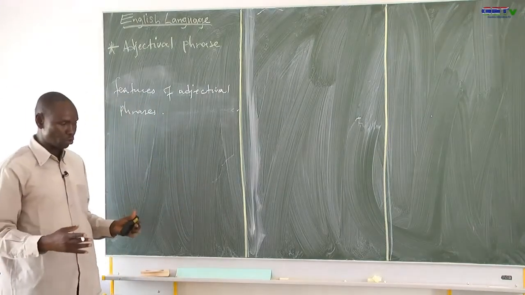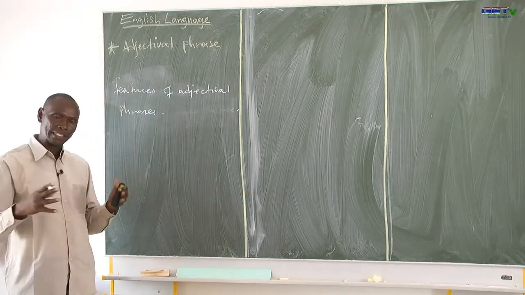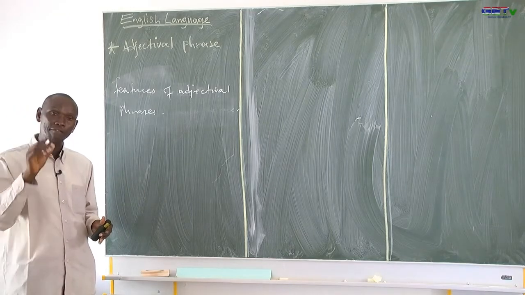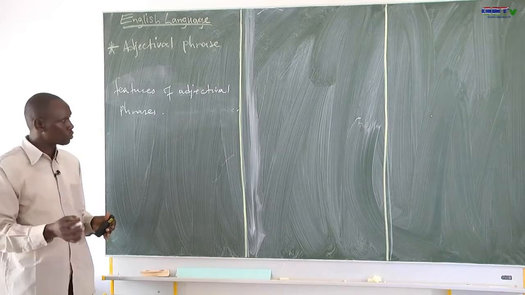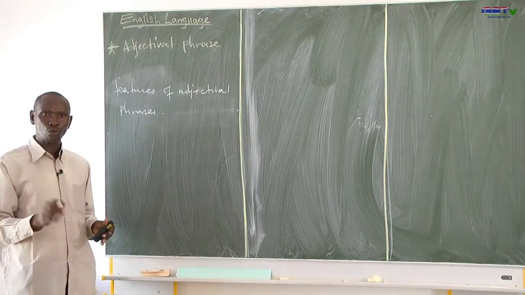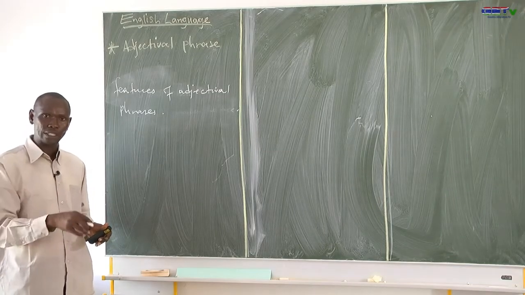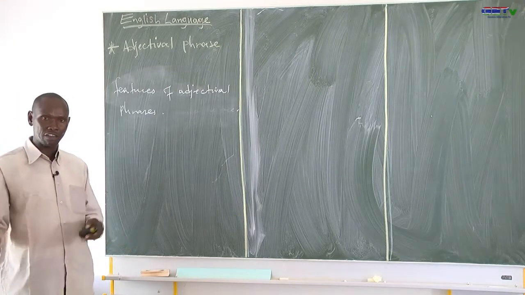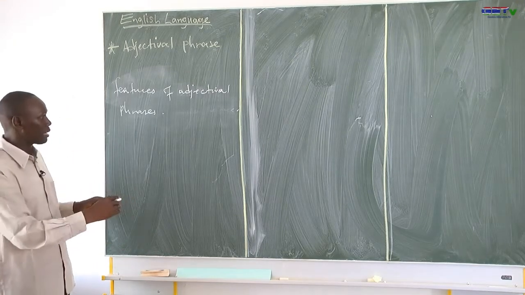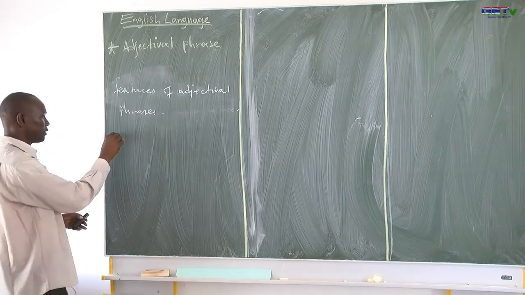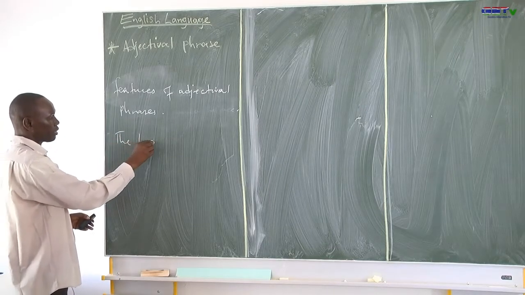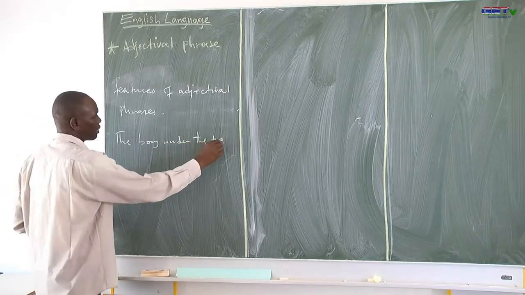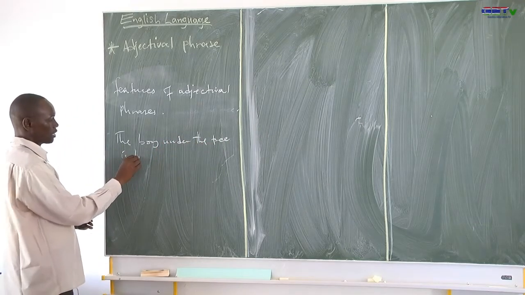In fact, take note, be it noun, adjectival or adverbial, be it clause or phrase, you only name it after knowing the function, because a given expression could be adjectival in one context but can also be noun in a different context or adverbial. Let's look at examples here. Now, if we say the boy under the tree is happy.